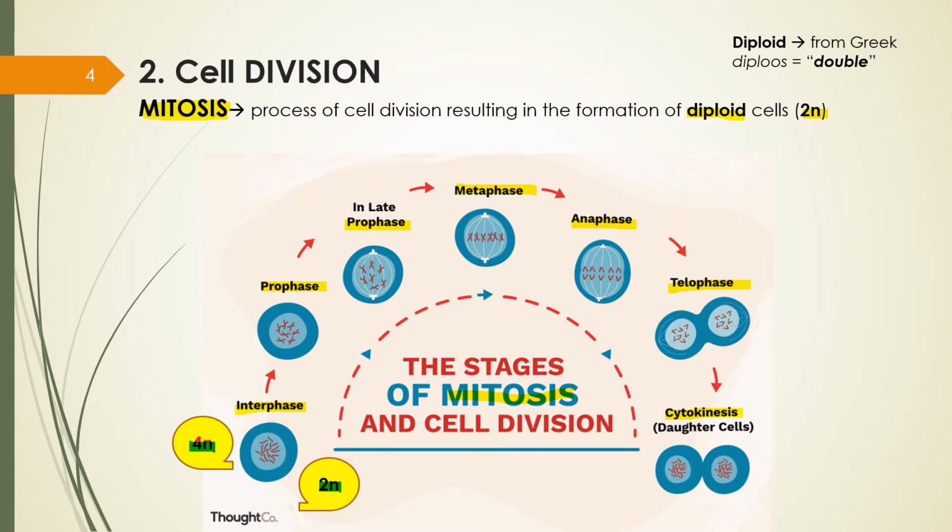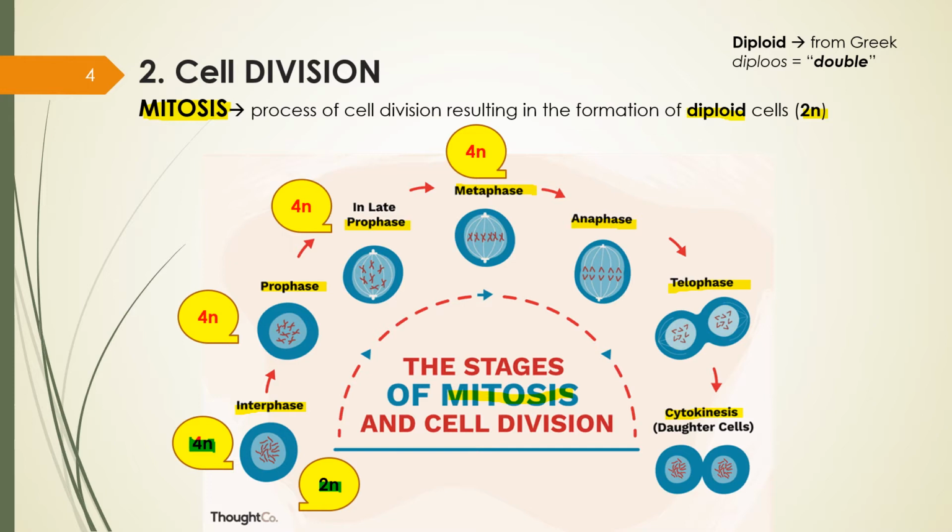So in the human body, for example, you start with 23 pairs and we finish with 46 pairs. So you have 4N number. When you go to prophase, this number remains the same. It's just going to condense, so 4N. Later prophase, the same, nothing happens. Metaphase, the chromosomes just go to the middle, but the number doesn't change.